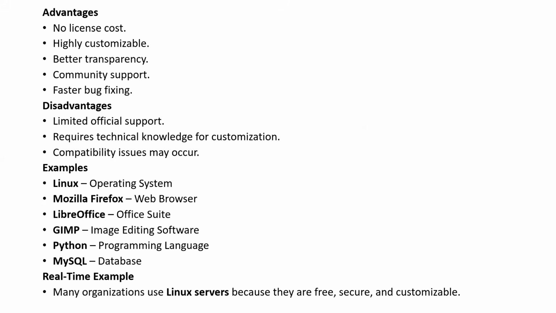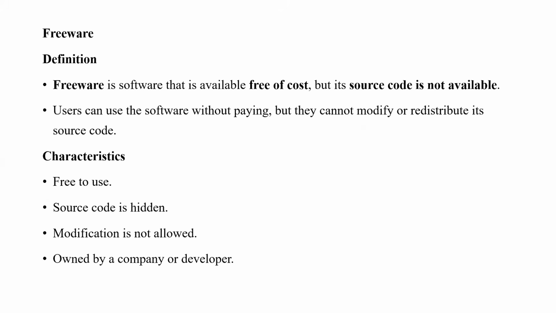For almost every software we have an open source option. For the operating system we have Linux. For the web browser we have Mozilla Firefox. Instead of Word, Excel, PowerPoint, we have LibreOffice. Instead of Photoshop, for image editing we have GIMP. Programming language Python, database MySQL. So we have different types of open source examples. As a real-time example, many organizations use Linux servers because it is freely available and customizable.